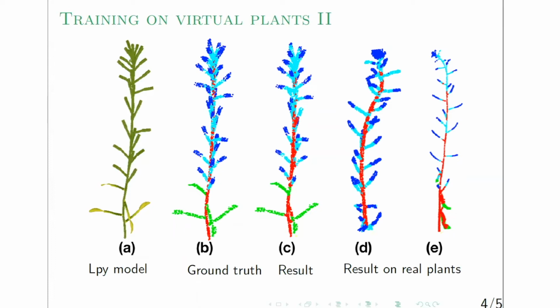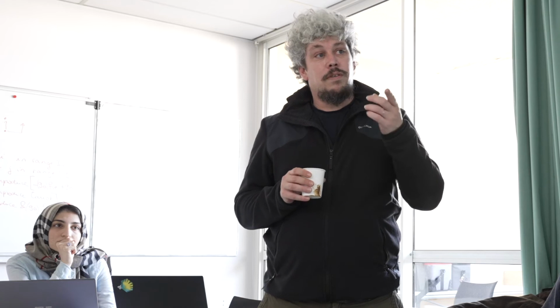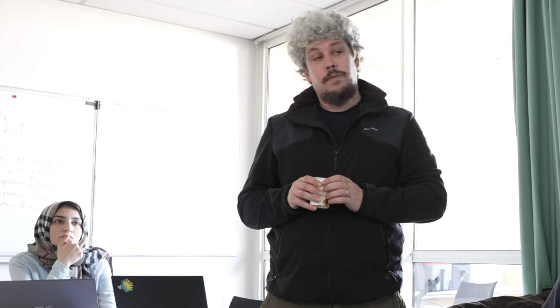So it seems important to sample your mesh in a wise manner. You see here the first figure, which is the LPI mesh. Then on B, the ground truth labeling using the method described by IAM. And you see the result of segmentation after training on 1,000 Arabidopsis plants. And so the question now is how it transfers to real plants.